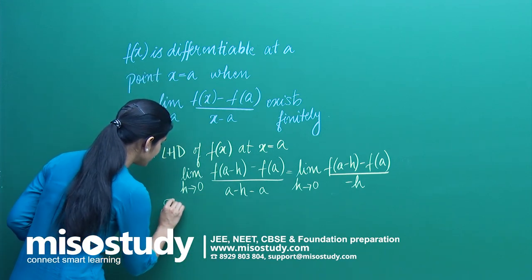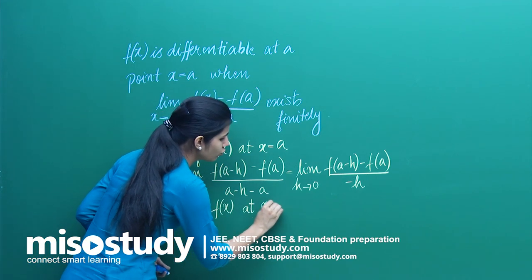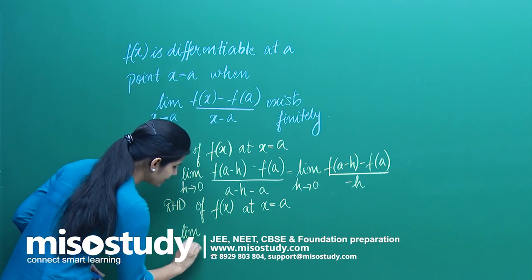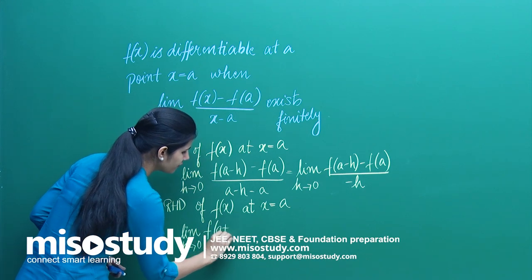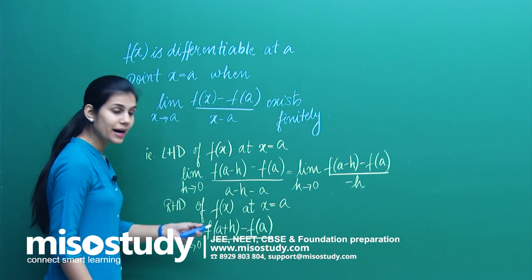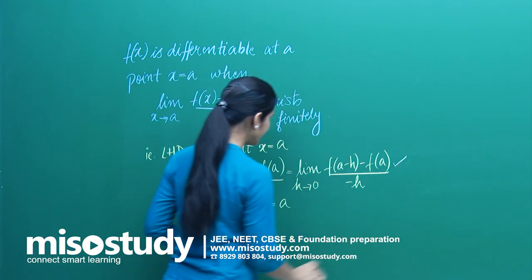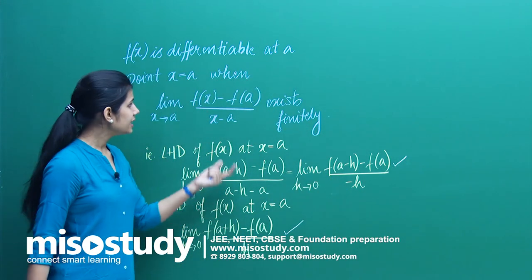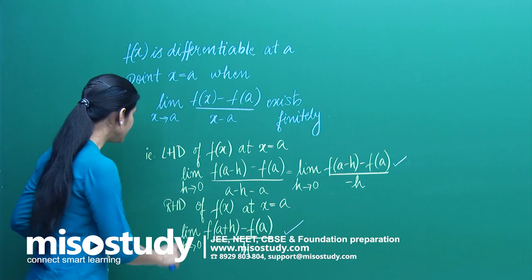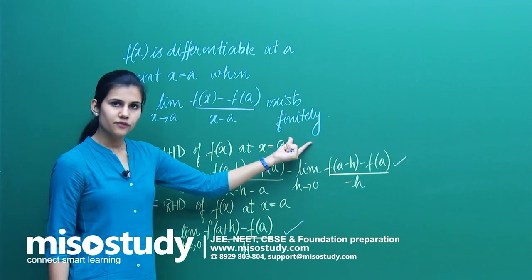And similarly, we defined the right-hand derivative of f at the domain point x equals a as what? Limit h tends to 0, f(a plus h) minus f(a) whole upon a plus h minus a, which is just h. Fine. So, having defined the left-hand derivative of f at a and the right-hand derivative of f at a, we said LHD of f at a should be equal to RHD of f at a is what is the meaning of this limit existing finitely.